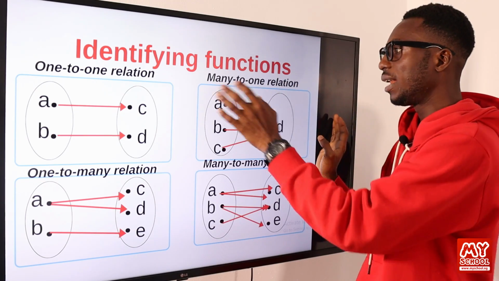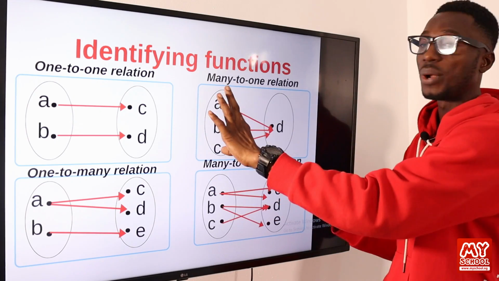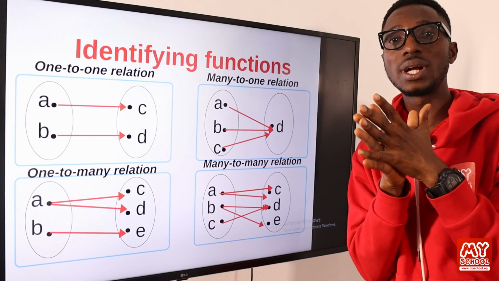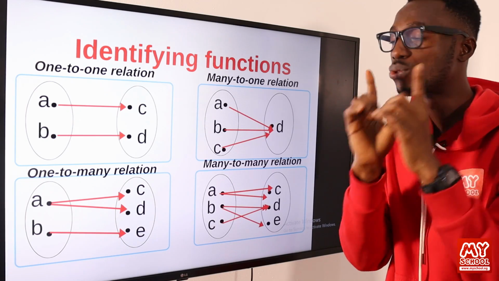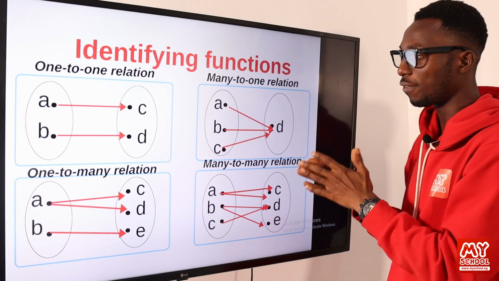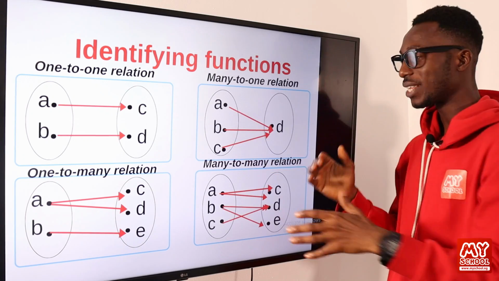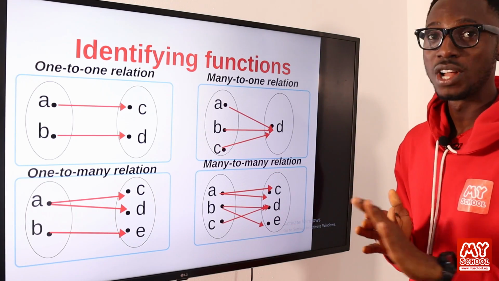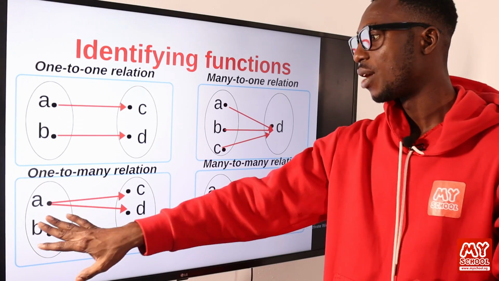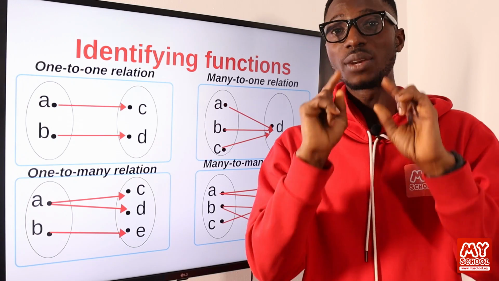Just like we identified earlier, many-to-one relation. You can see all of this that we have here is pointing to a single image. So many inputs are mapping to just a single image. That is a many-to-one function. Of course, we can also identify this as constant mapping. We are still heading in that direction, so do not go anywhere. Then we have a one-to-many relation. You can see one pointing to many, so one input is able to produce more than one image.